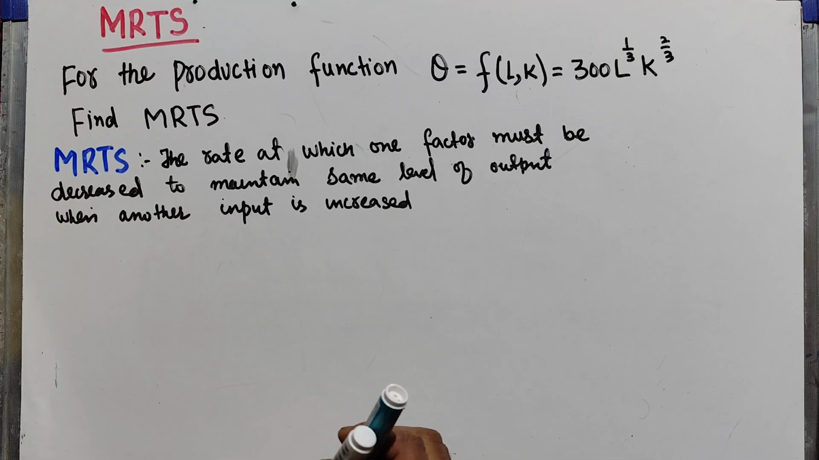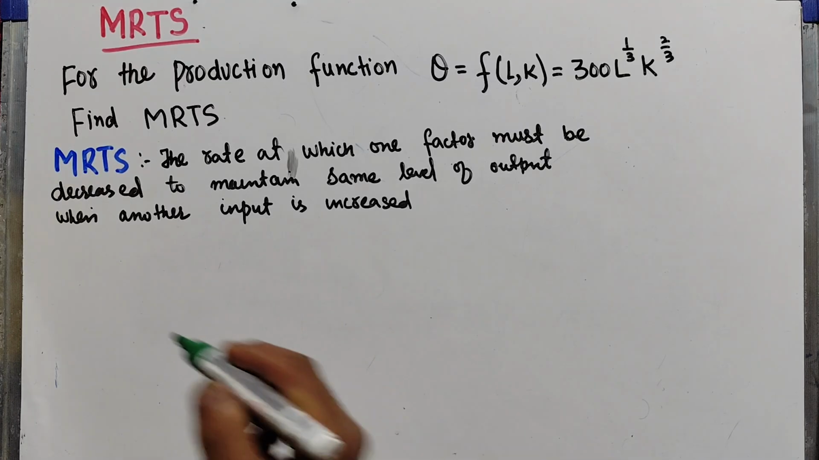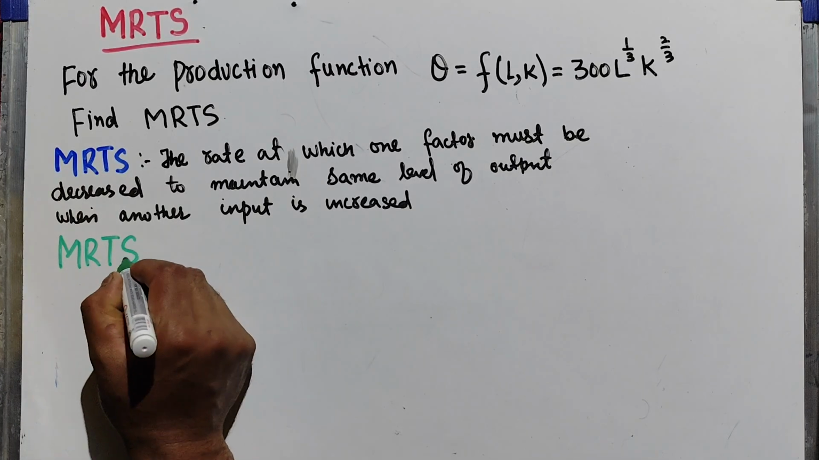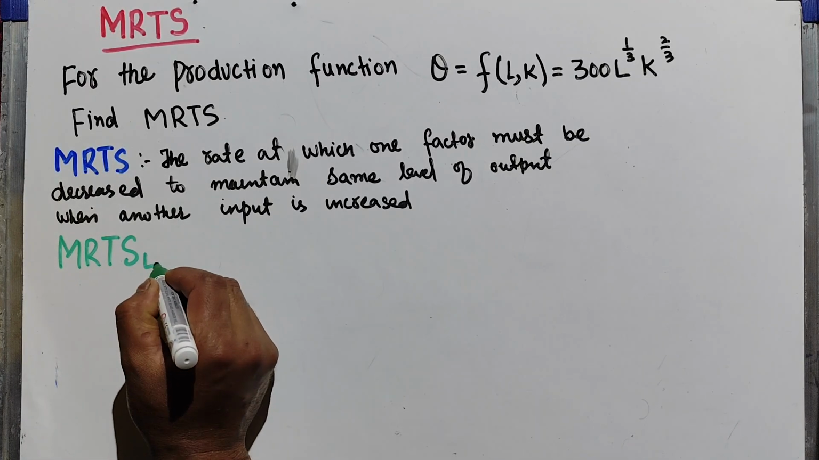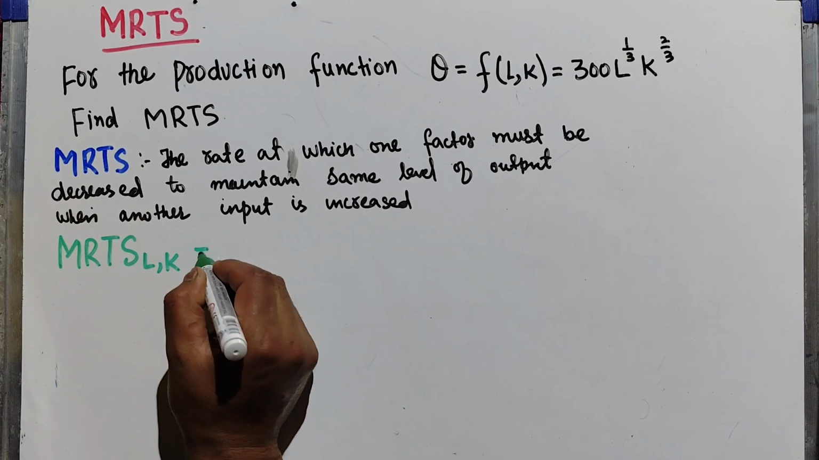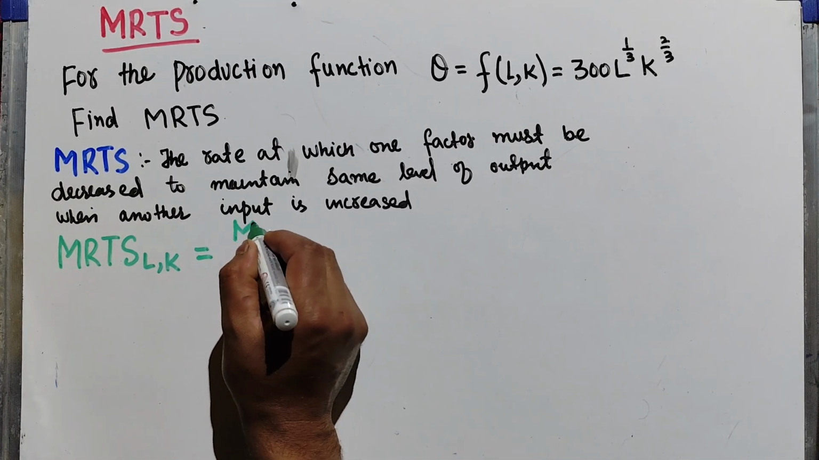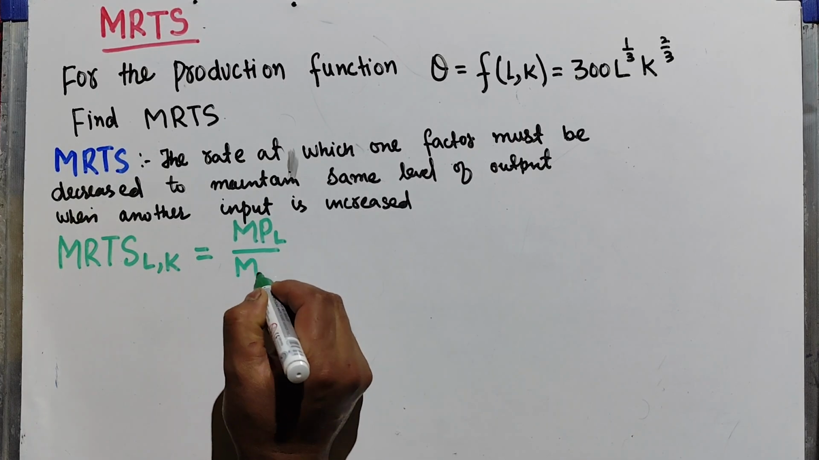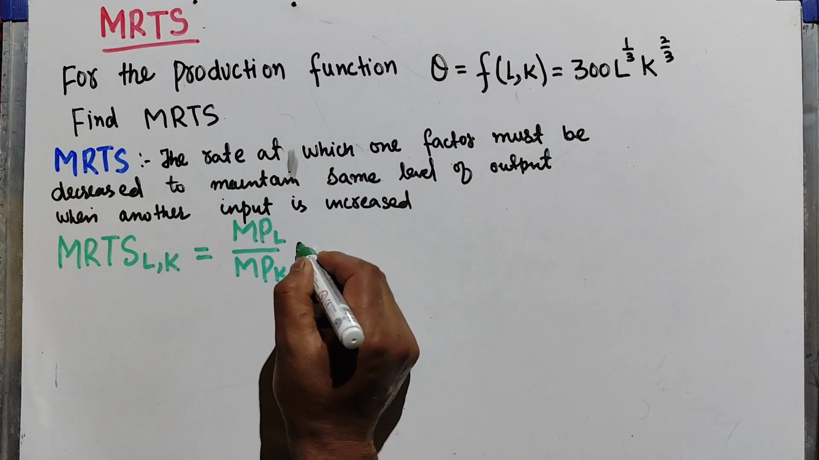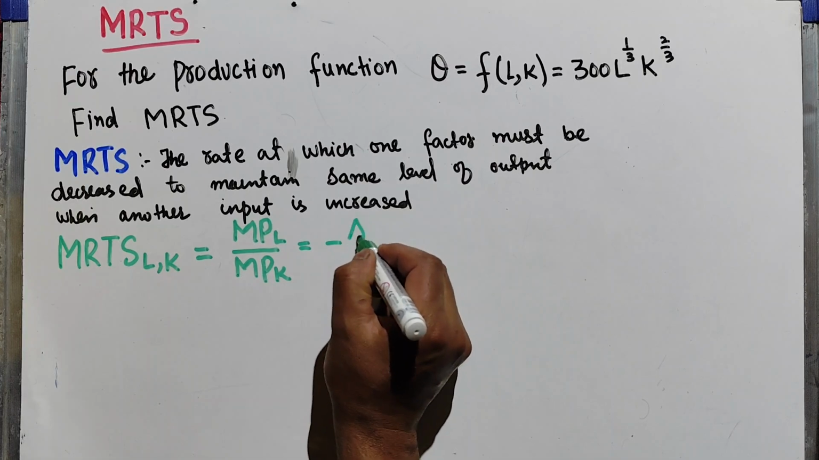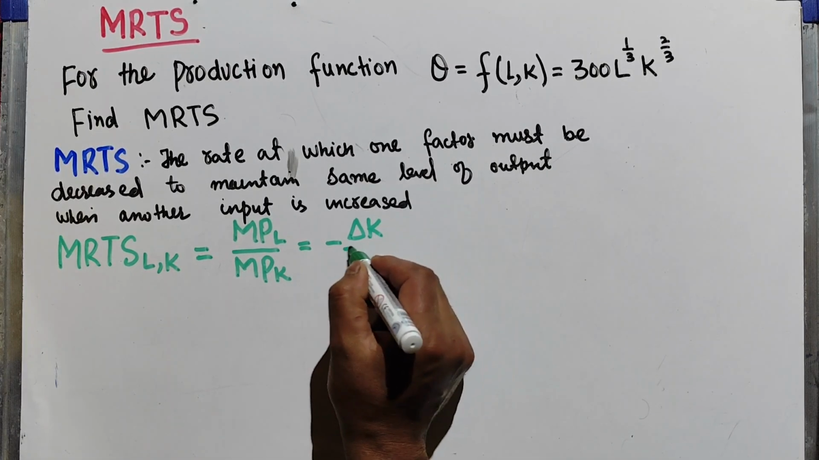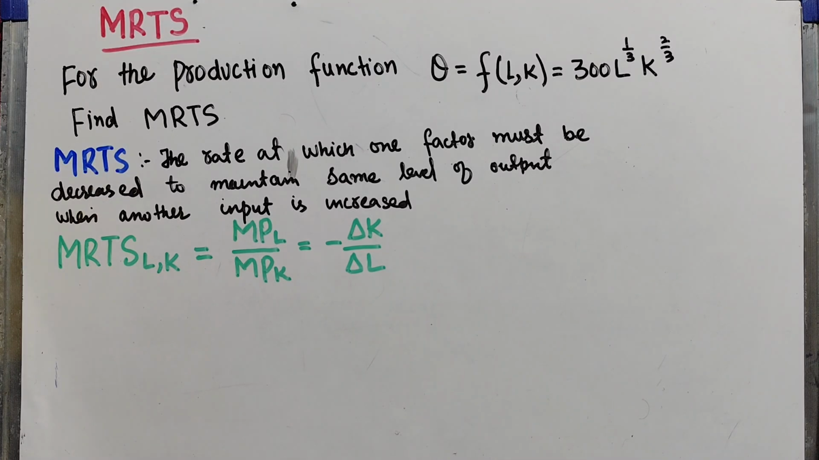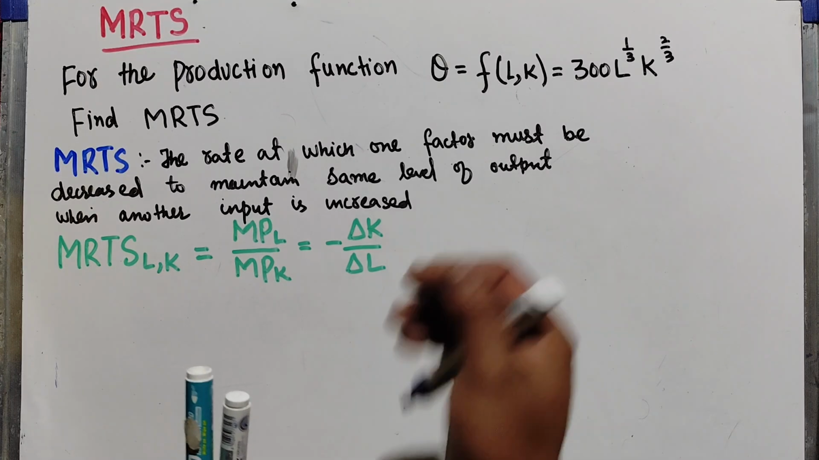Okay, so the marginal rate of technical substitution, let us say between labor and capital, is equal to the marginal product of labor upon marginal product of capital, which is equal to minus the change in capital upon change in labor. Let me explain it on the graph, then we will solve the question.